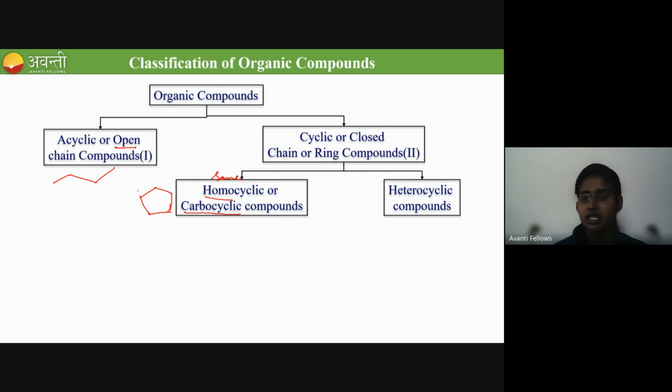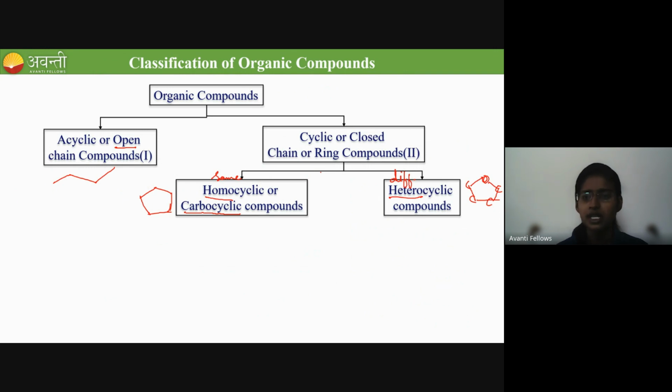And then what is meant by hetero? Hetero means different. So in forming a ring, one atom will be different. Those compounds are called heterocyclic compounds. For example, let me take this as an example. Here I have 4 carbons and 1 oxygen. One different atom other than carbon is forming the ring. So those compounds are heterocyclic.